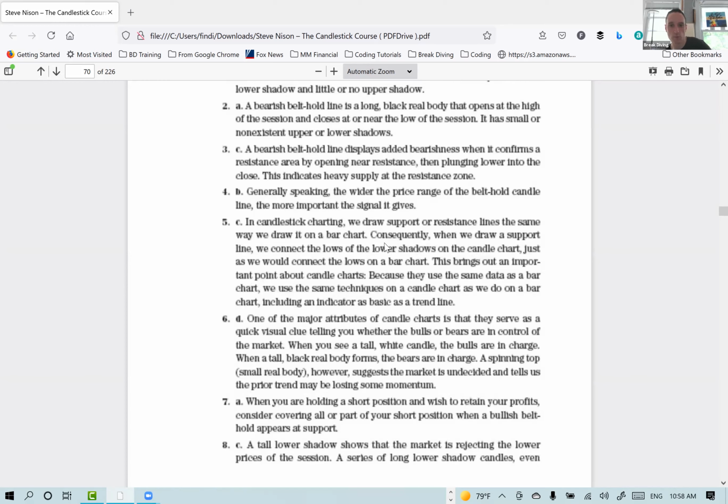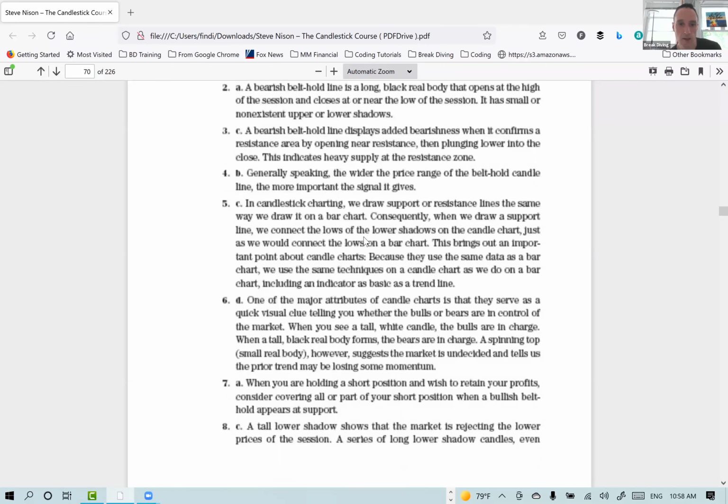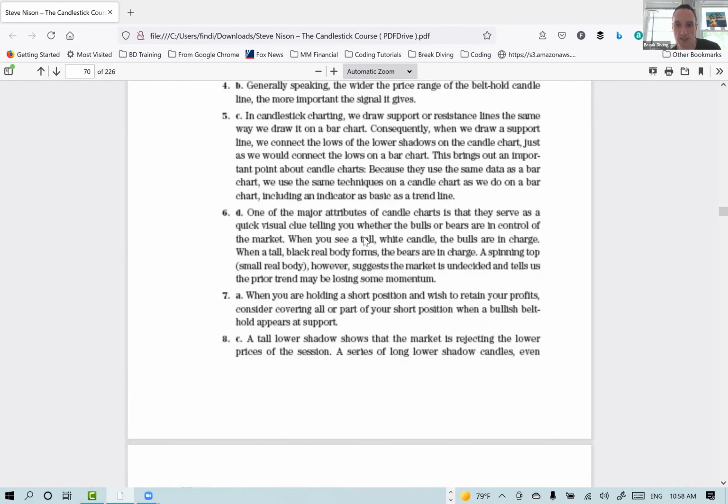Okay. We draw a support line, we connect the lows of the lower shadows, just as we connect the lows on a bar chart. This brings out an important point about candle charts. Because they use the same data as a bar chart, we use the same techniques on a candle chart as we do in a bar chart, including an indicator as basic as a trend line. One of the major attributes of candle charts is that they serve as a quick visual clue, telling you whether the bulls or bears are in control. When you see a tall white candle, the bulls are in charge. Tall black real bodies, bears are in charge. A spinning top suggests the market is undecided.